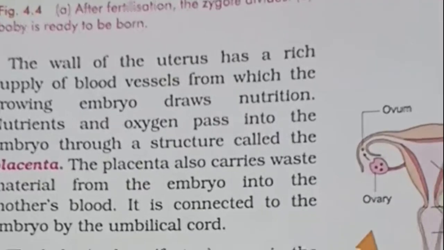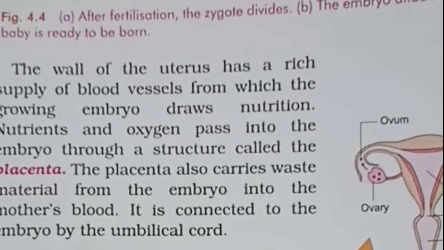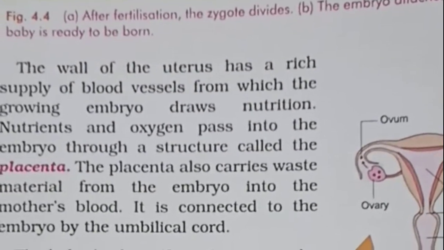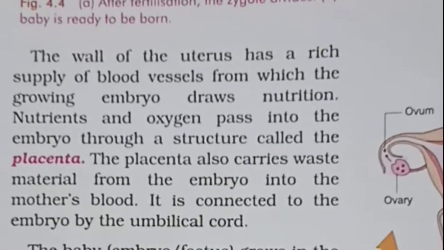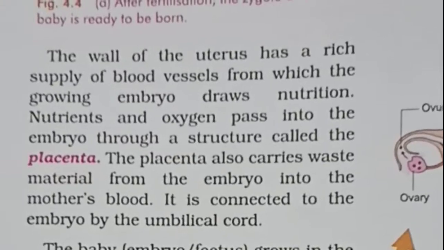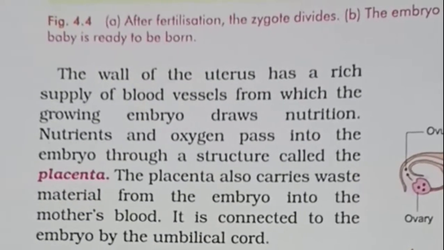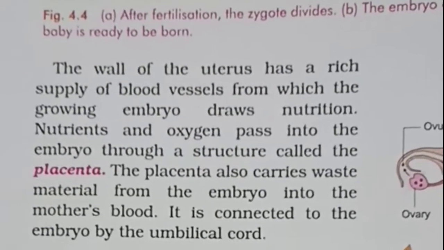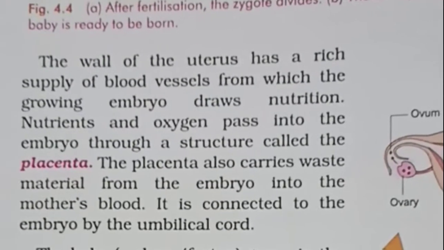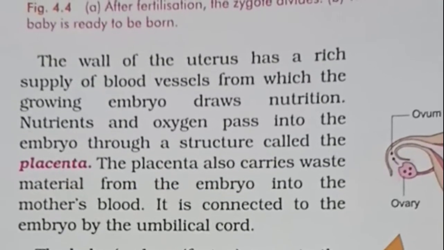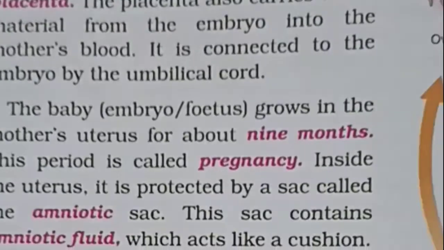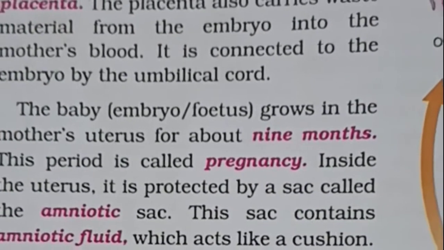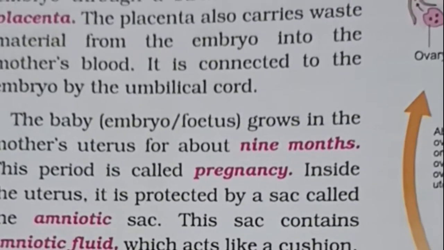Second part. Till this part we had done that in the last video. So what we had seen is that when fertilization takes place, the embryo gets implanted in the mother's uterus, and then we say that the pregnancy has taken place, and the birth of the child takes place after 9 months or 9 months 10 days.